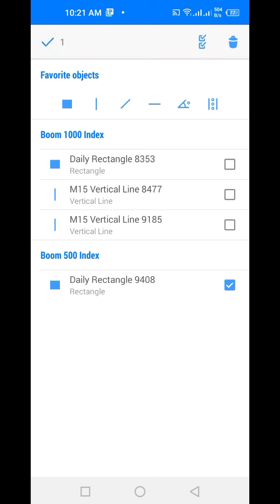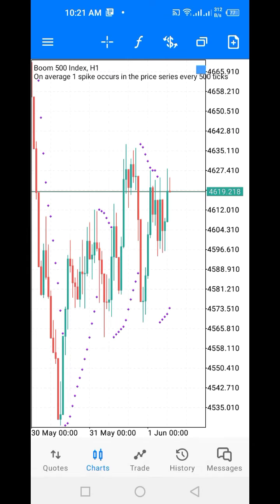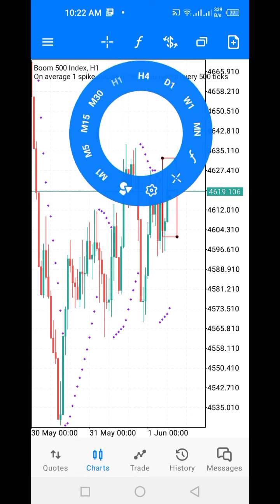It's giving us buy signal. We have like 5 dots already. And this is it. We are waiting for it to go up.